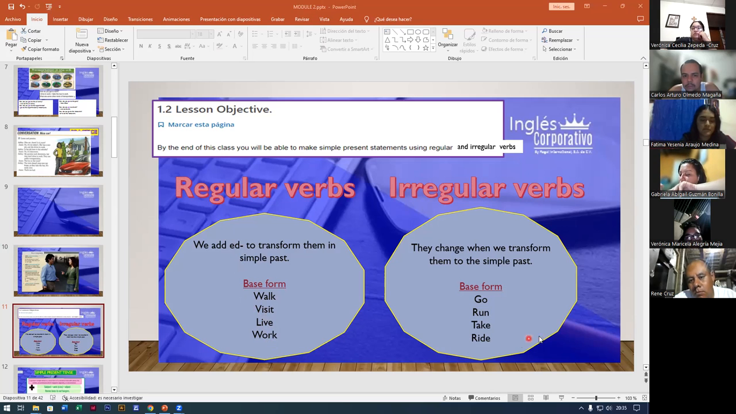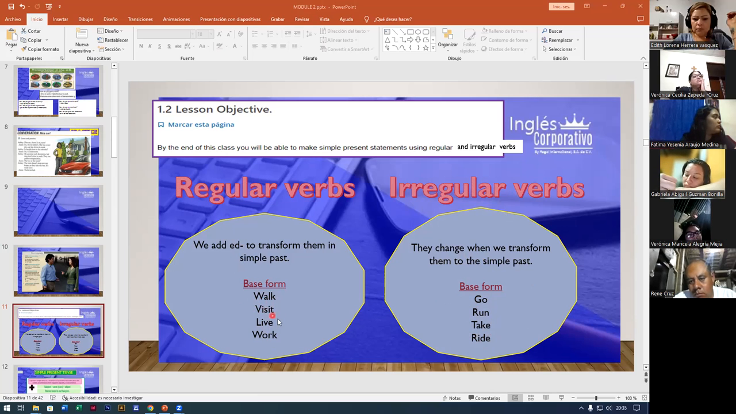Work, worked. But when you have the verbs in an irregular manner, they don't change. For example, go, run, take, ride. Now, these other cases, walk, we know what is walk. Visit, live, work, very common actions. What about go? What is go? Eat. Excellent. Run? Correr. Okay. All right. Take. Tomar. All right. That's good. Ride. O agarrar algo. Correct. Ride.